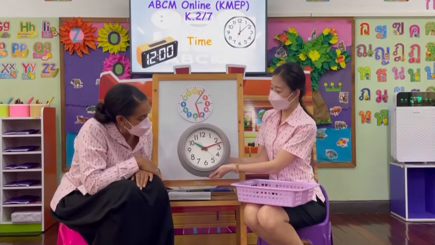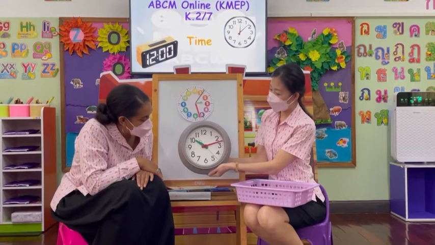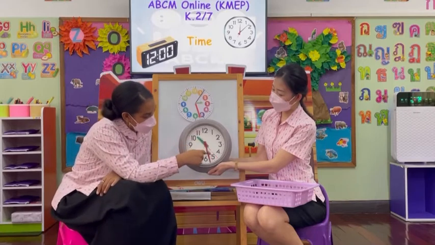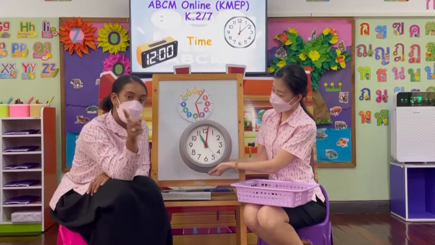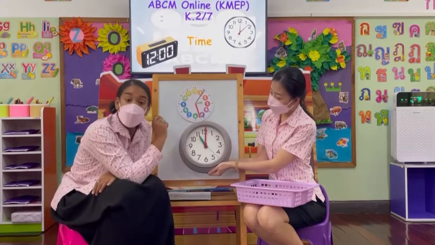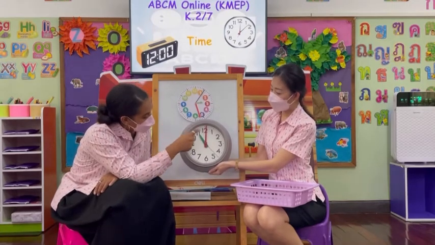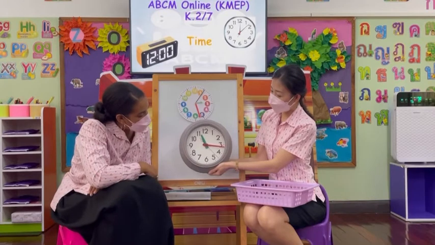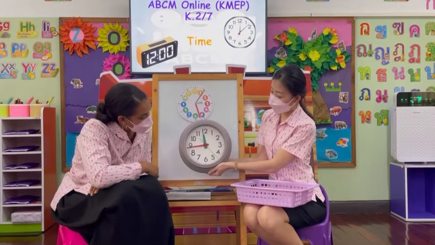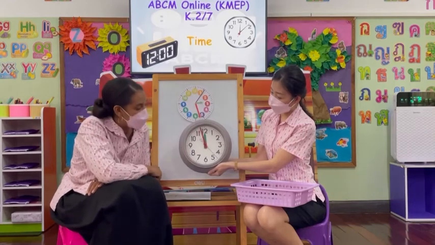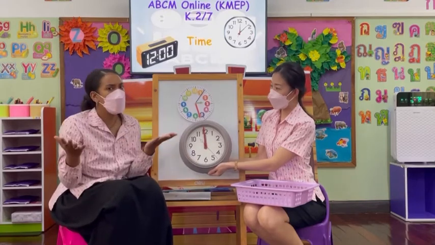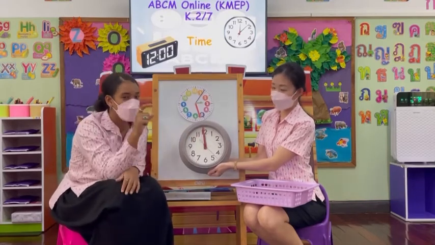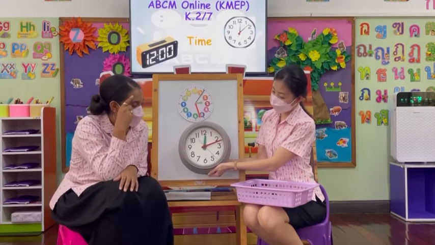As you can see, here we have our clock, and our hands move around and around. So this is our minute hand. Once our minute hand moves around one full circle, then our hour hand moves one number. As you can see, our hour hand moves one number. So if our minute hand goes round one more time, what number do you think our green short hour hand will be on? Let's see.